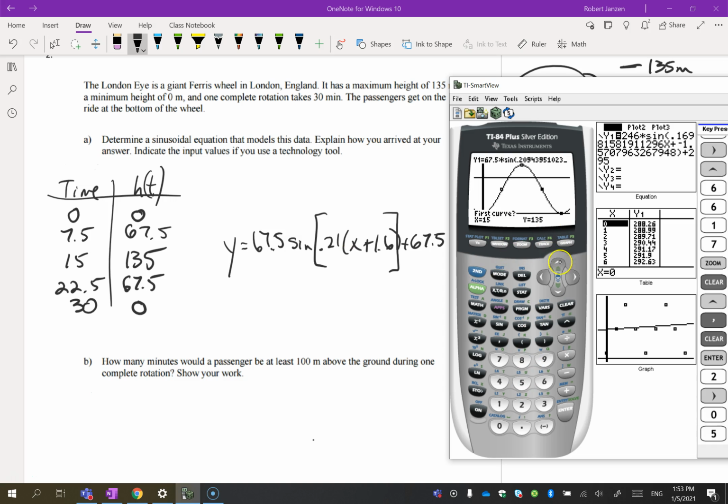So kind of old news here. Got to do the same thing. Tell it where to look. I want to look right here. And then go enter, enter, enter. Okay, and when will it be 100 meters? At about 9.9 seconds. Or I guess that's minutes.